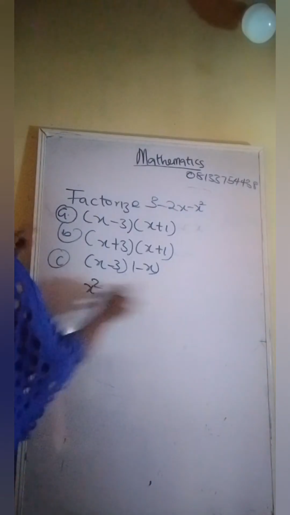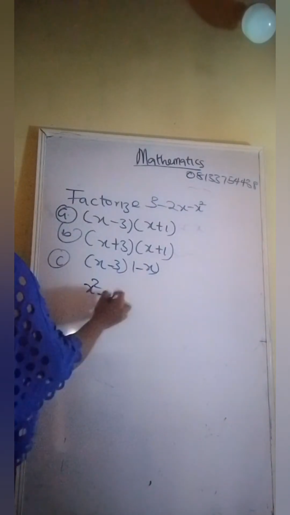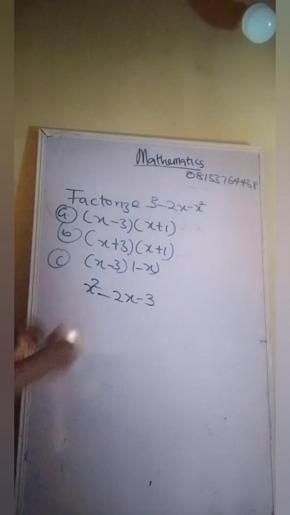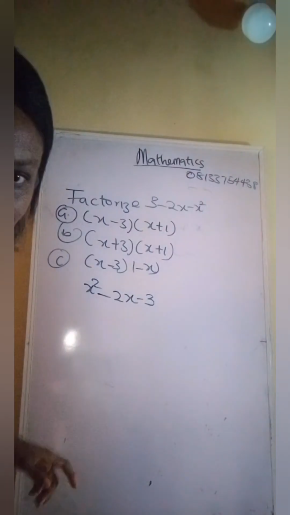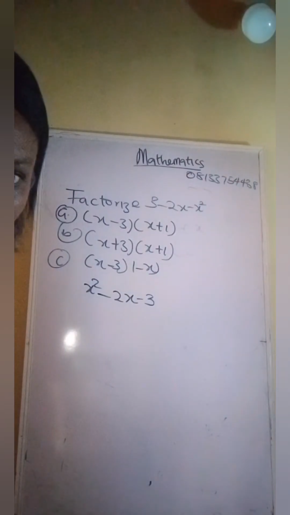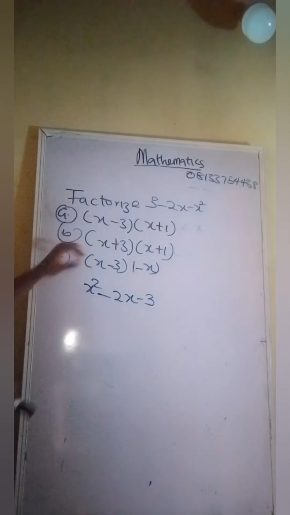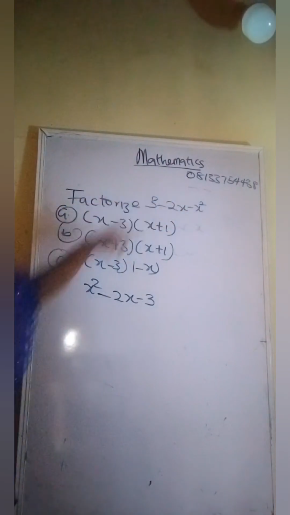So let's continue now. Let's factorize. We have to factorize 3 minus 2x minus x squared. Let me write out the options. We can just reverse it. Are you seeing it now? You can just reverse it. So that will be x squared minus 2x minus 3.